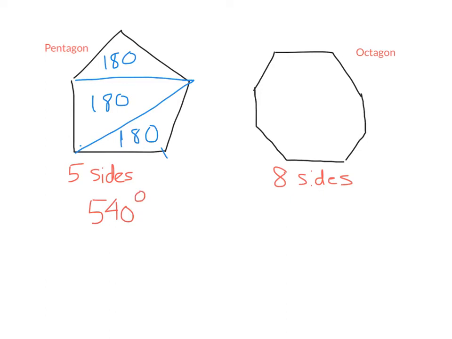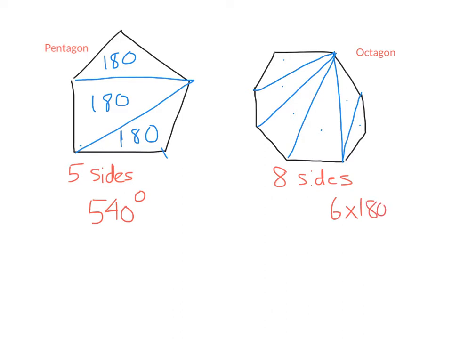We're going to do something similar for the octagon. We're going to divide it into triangles. Once again, the vertex of each triangle must coincide with a vertex of the octagon. So we've divided it into 1, 2, 3, 4, 5, 6 triangles. Each of those triangles has angle sum 180, so the angle sum of an octagon is just 6 times 180, which is 1080. All 8 angles in the octagon add up to 1080 degrees.